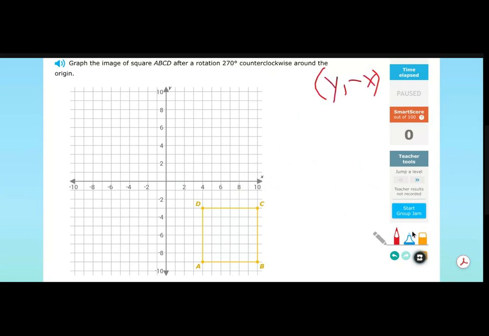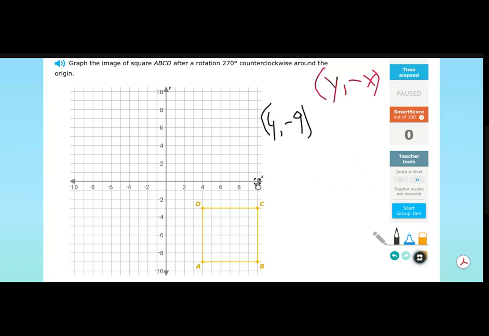What I would recommend that you do is go ahead and write down all of your original or your pre-image ordered pairs first. Point A is located at the ordered pair (4, -9). Remember, when you're writing points, the first number is the X number, which goes left and right. The second number is the Y number, which goes up and down. We always place a comma in between and wrap parentheses around it.